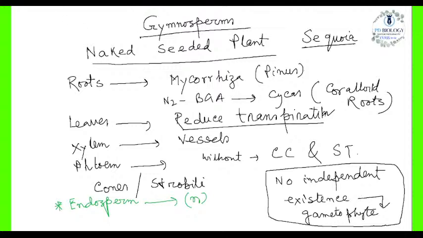The prime examples are Pinus, Cycas, and Citrus; these are the economic gymnosperms.